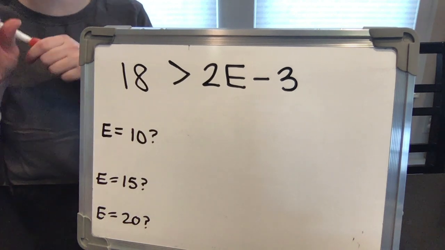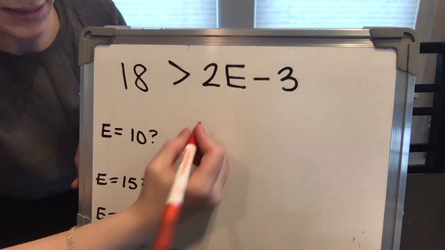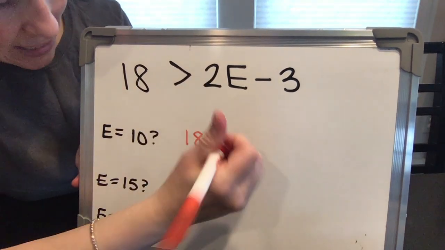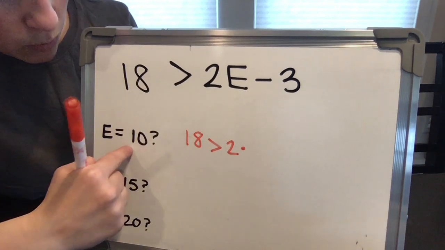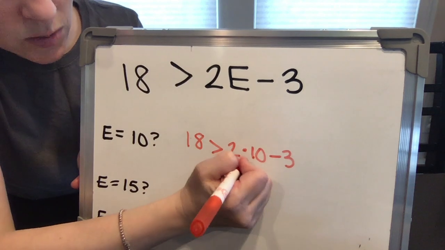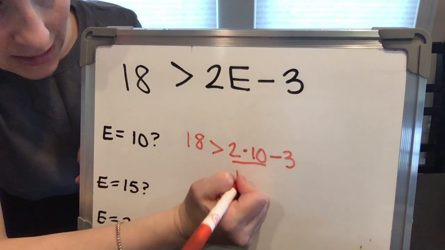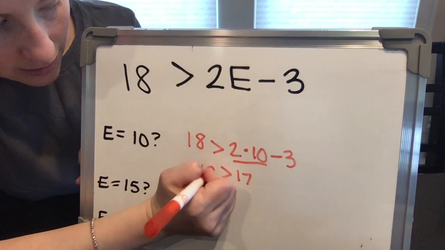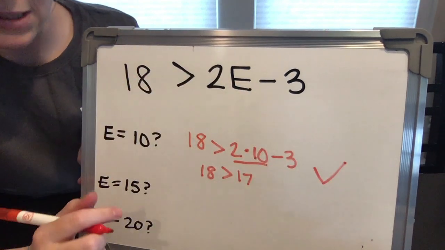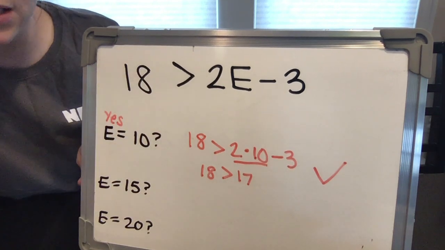So what we're going to do is some substitution. We're going to solve this inequality and see if it's true or not. So I'm going to copy down everything I see. 18 greater than 2e, and they're stuck together, so I know that means multiply, and we want to try out a 10 minus 3. Now, if I follow the correct order of operations, we have to do 2 times 10 first. 2 times 10 is 20. 20 minus 3 is 17, and 18 is greater than 17. This is true, so it works. So my answer would be yes over here. Yes, e equals 10 could be a solution.